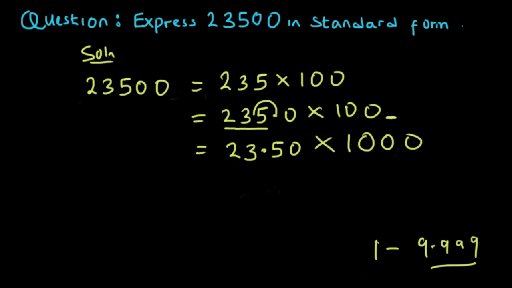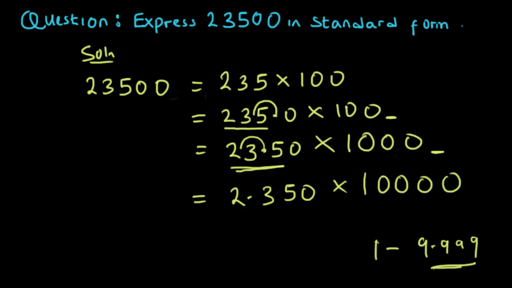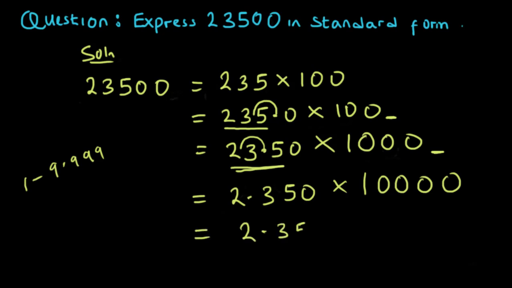Does this make sense? Now we have 23.5. Now 23.5 is still bigger than 9.999. So we move the decimal point to the left another time. Does this make sense? And by moving it to the left, remember we have to add another 0. So we'll be having 2.350 times 1, 2, 3. We add another 0, 4. Do you understand? Now in this case, 2.35 is between 1 and 9.999. Does that make sense? So we are going to be having 2.35 times, how many zeros do we have? 4 zeros. 10 raised to power 4. And this is our answer.